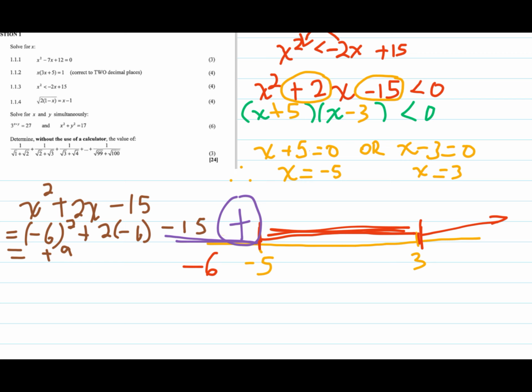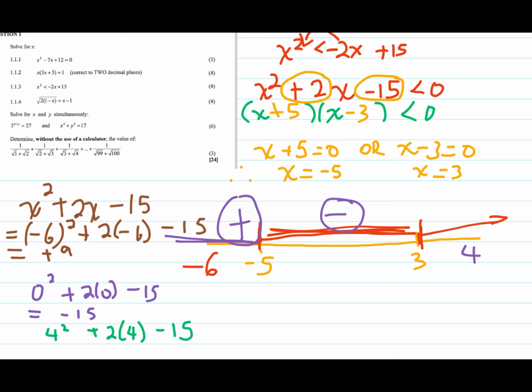Now let's pick a number between negative 5 and 3. Let's take 0, just because 0 will be much easier. So we're going to have 0 squared plus 2 times 0 minus 15. And we see that we get a negative 15, so we get a negative number. And then let's choose a number from 3 or greater. Let's take 4. That's going to be 4 squared plus 2 times 4 minus 15. This will be equal to 9. So positive.